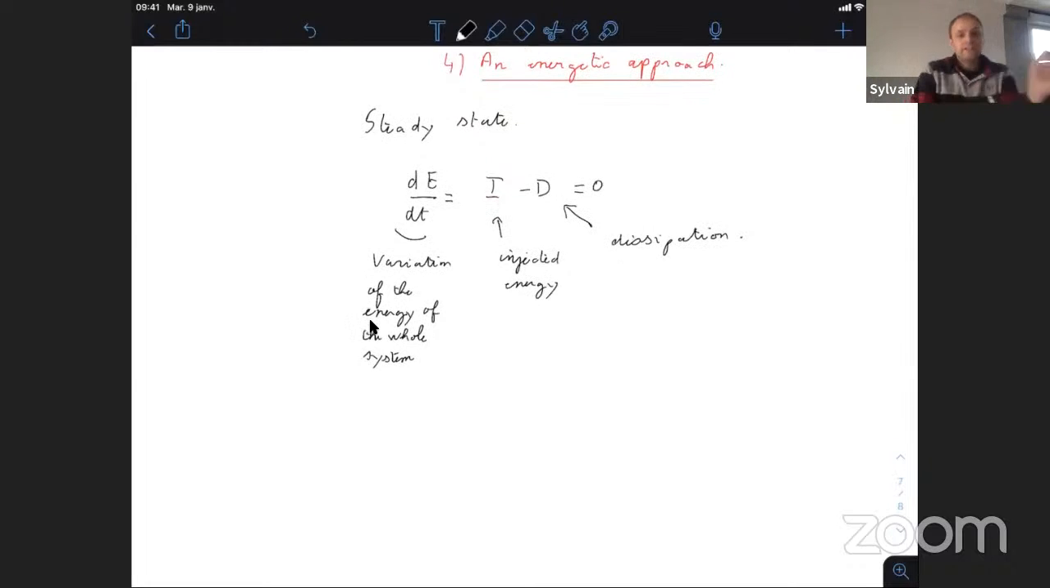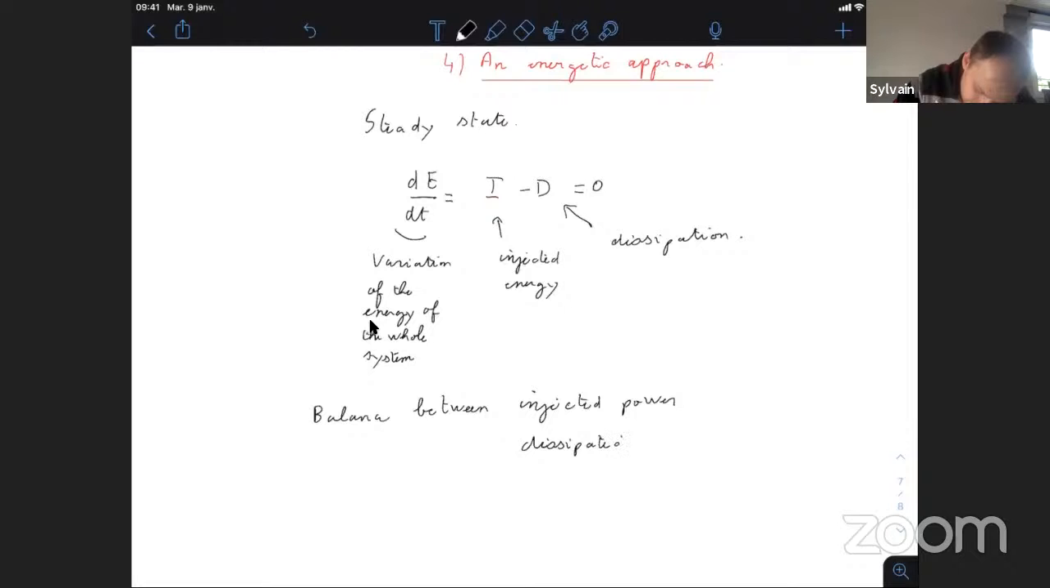So, and this is what we want to check in the experiment. We know that we inject energy with the wave maker. We have the dissipation due to the viscosity. Do we have this balance? So we have a balance between injected energy, injected power, and dissipated rate.